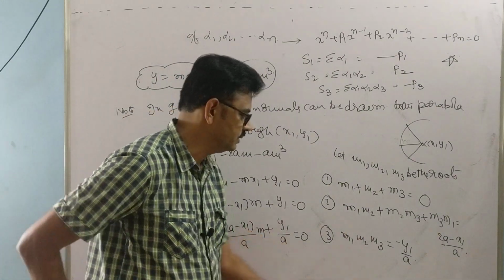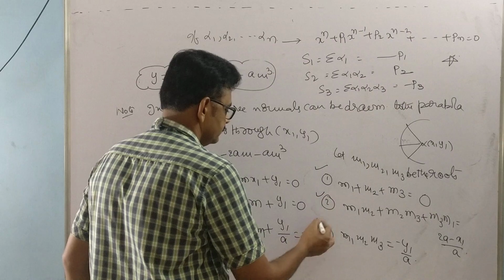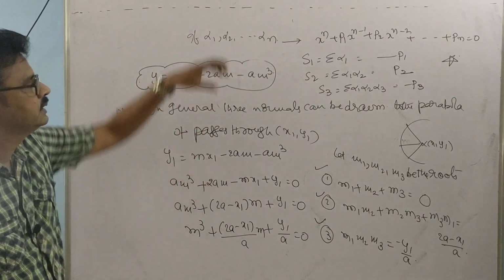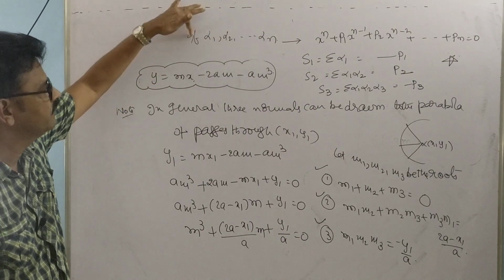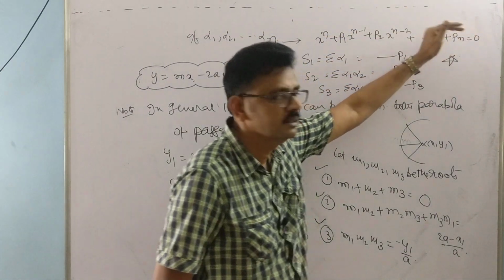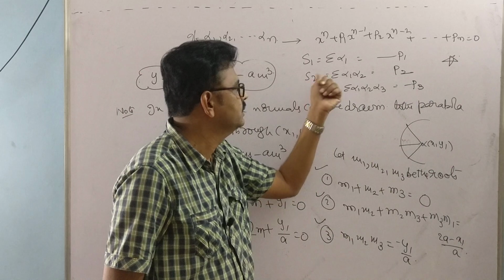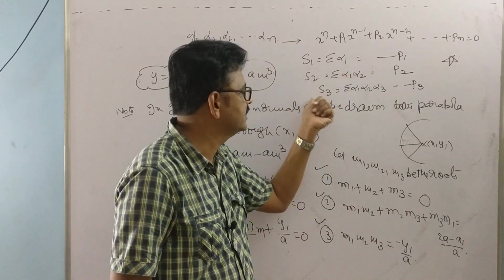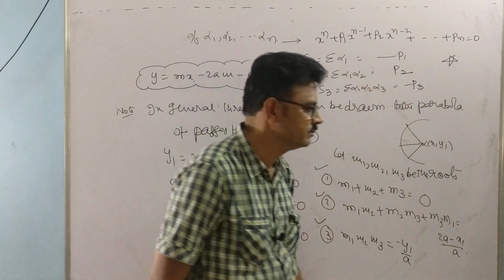Write down these points. So this is just for recollection. If alpha 1, alpha 2, alpha 3 and so on are the roots of this equation, then S1 means sum of the roots, S2 sum of the product of roots taken 2 at a time, S3 sum of the product of roots taken 3 at a time, and so on.